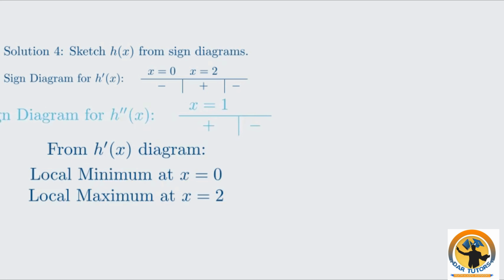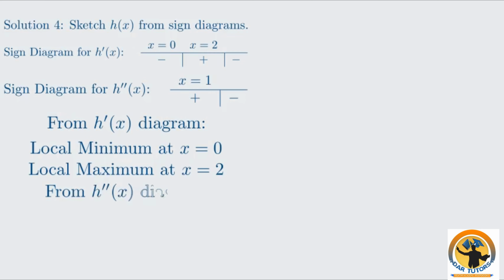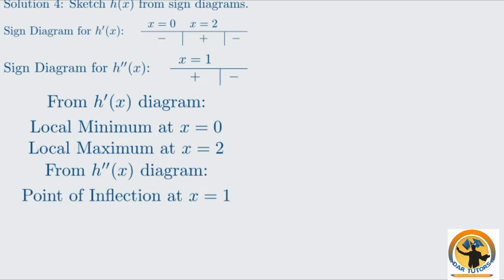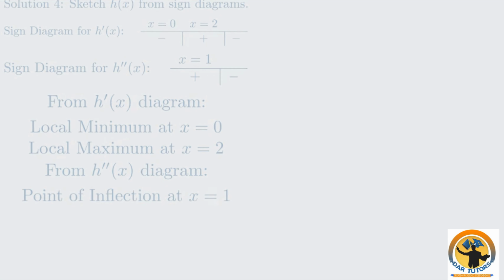Next, let's analyze h double prime of x. H double prime of x is 0 at x equals 1. The sign changes from positive to negative at x equals 1, so it's a point of inflection. Now we can sketch the graph of h of x. The function decreases to a local minimum at x equals 0. Then it increases, passing through a point of inflection at x equals 1, where the concavity changes from up to down. It continues increasing to a local maximum at x equals 2, and then decreases again.